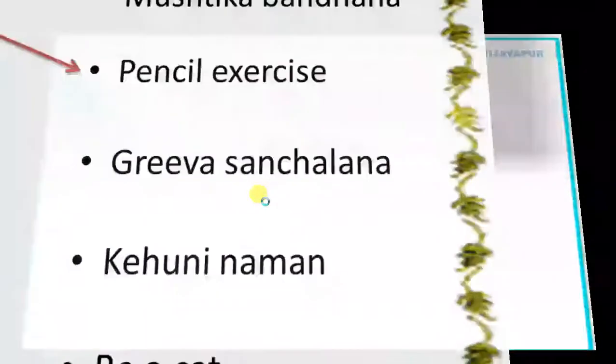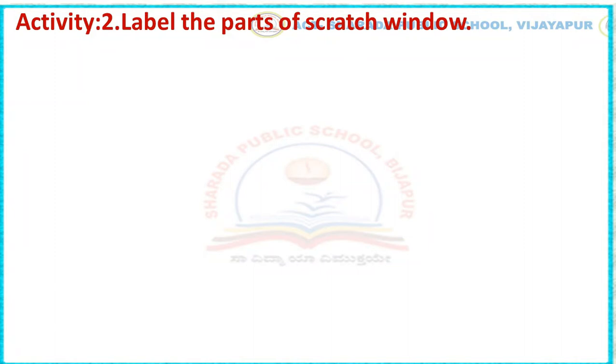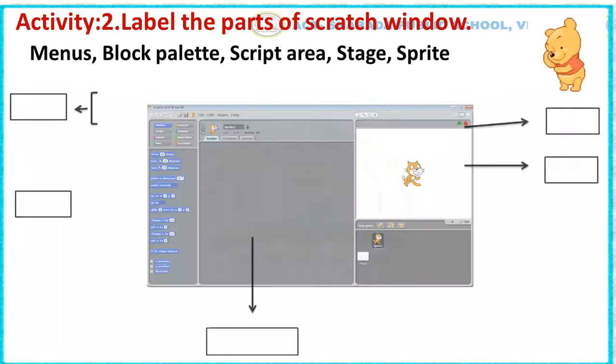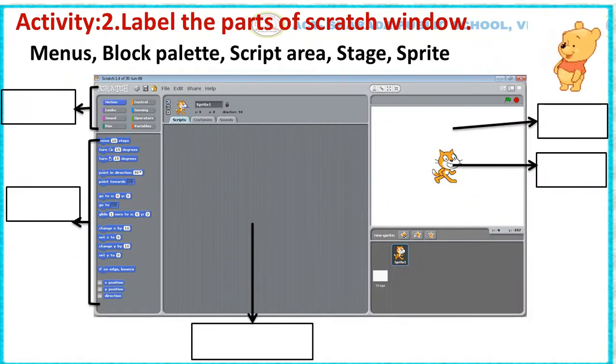We will move to activity number 2. Label the parts of the Scratch window. Here we have 5 boxes, each box pointing towards an area. You have to identify and write the name of the part inside the box. One, I will do it for your reference. Yes, here, what is this? Menus. Similarly, you can complete the remaining parts of the Scratch window and write them correctly in the boxes. Children, hope you understood this activity.